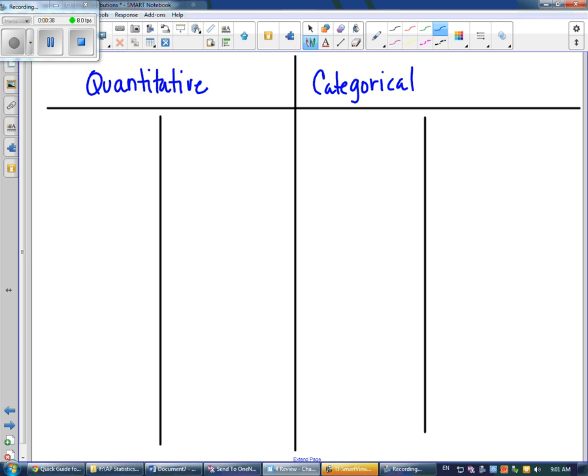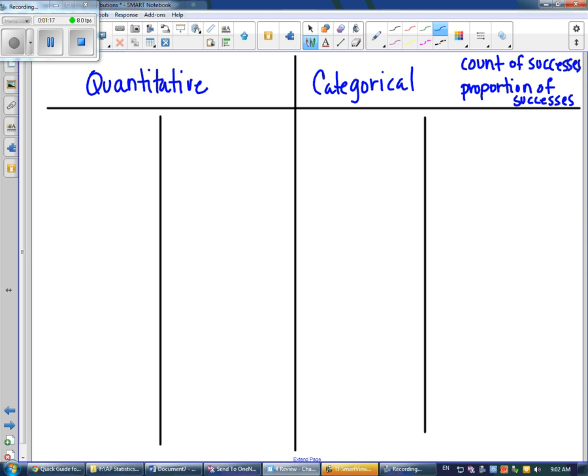With quantitative, the variables are always going to take on numeric values, and it makes sense to calculate a mean for those values. With categorical, sometimes they can be numeric, but it won't make sense to take an average. Like zip code, for example, is not going to make sense to take an average, so it's considered categorical. Oftentimes with categorical, we're looking at the count of successes or the proportion of successes in a sample.